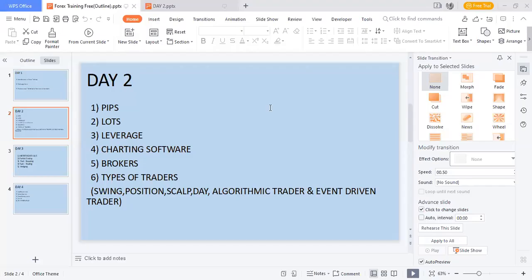Sharing my screen here. We are going to look into pips, lots, leverage, charting software, brokers, and the various types of traders. Now, let's start with today's activity.